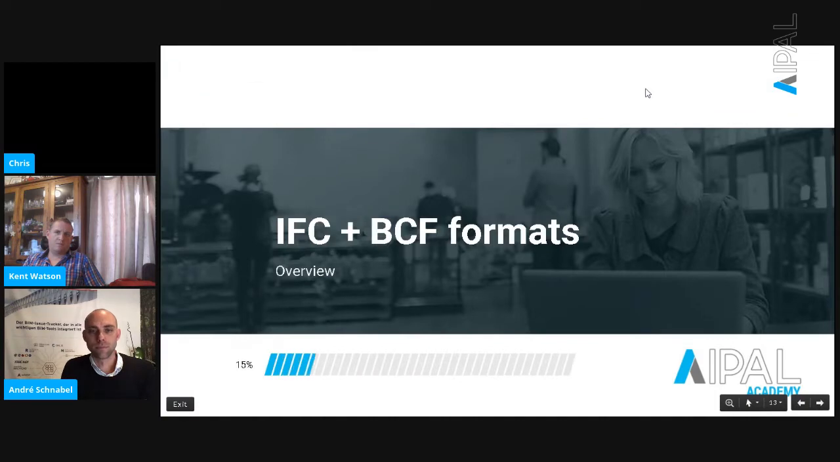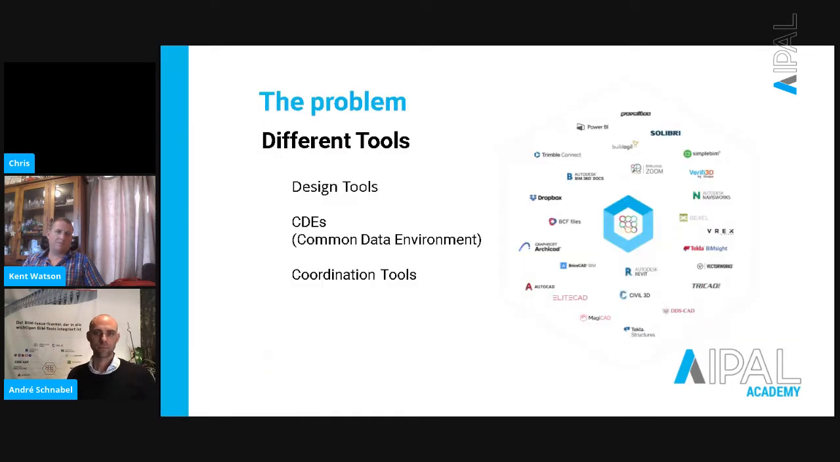Okay, so now we have a bit of an overview of what BIM coordination means. And I think as soon as you start working on BIM projects, BIM coordination, you will come in touch with two formats. The first one is IFC and the second one BCF. First one, IFC, why do we need that?